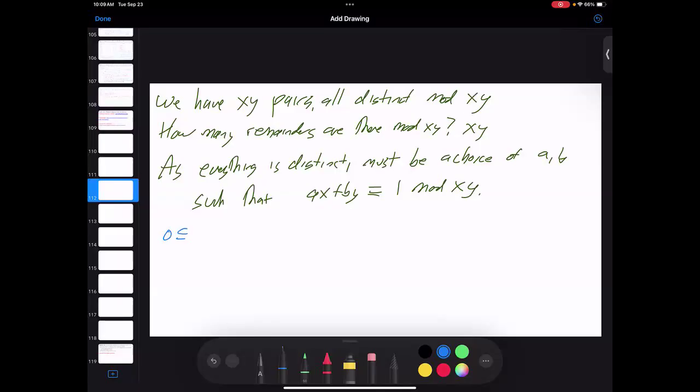0 is less than or equal to A, less than or equal to X minus 1, 0 less than or equal to B, less than or equal to Y minus 1. If X and Y are of size 10 to the 200, then the number of possibilities? So approximately how many pairs of A and B would you have to look at if X and Y are of size 10 to the 200?